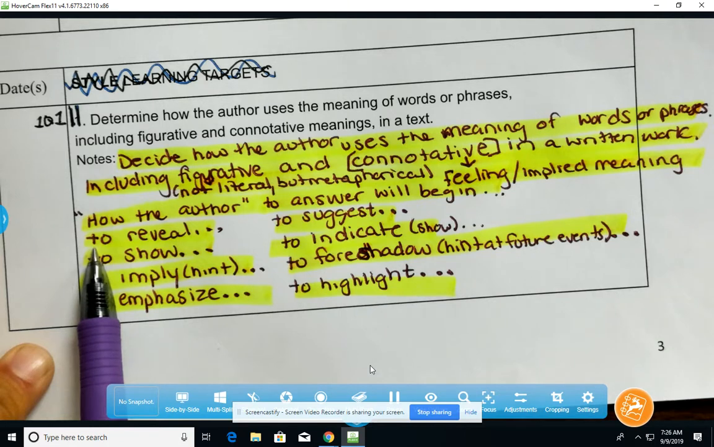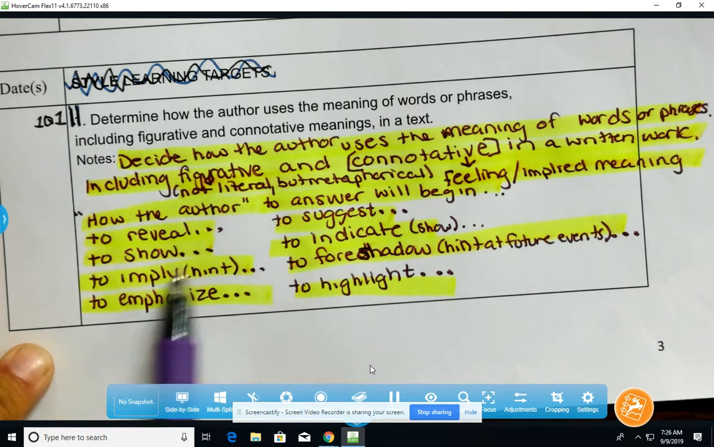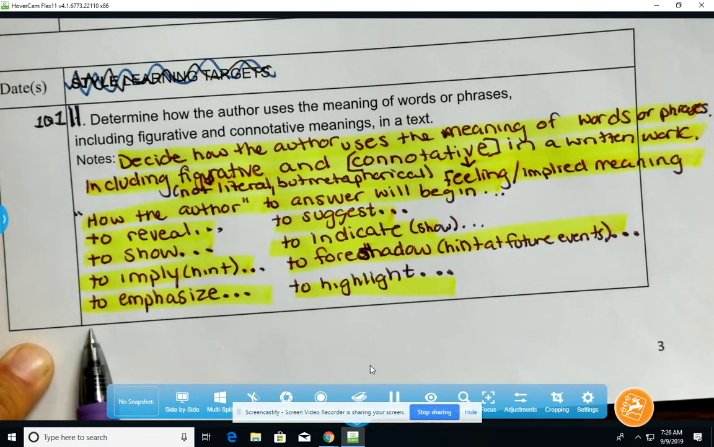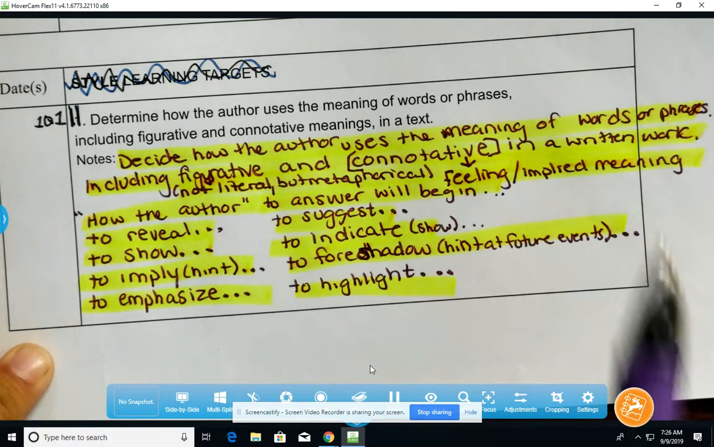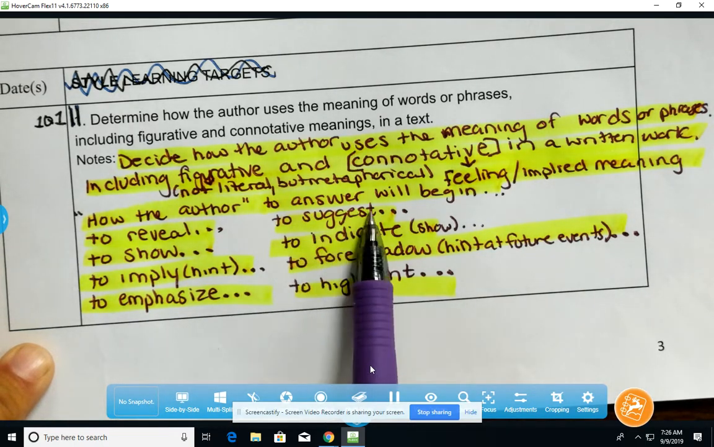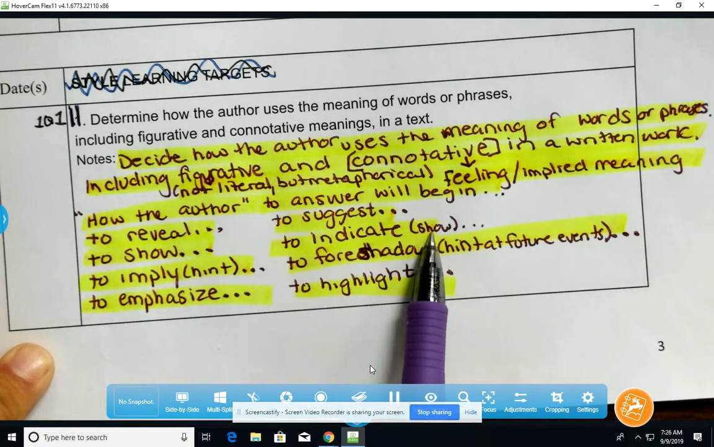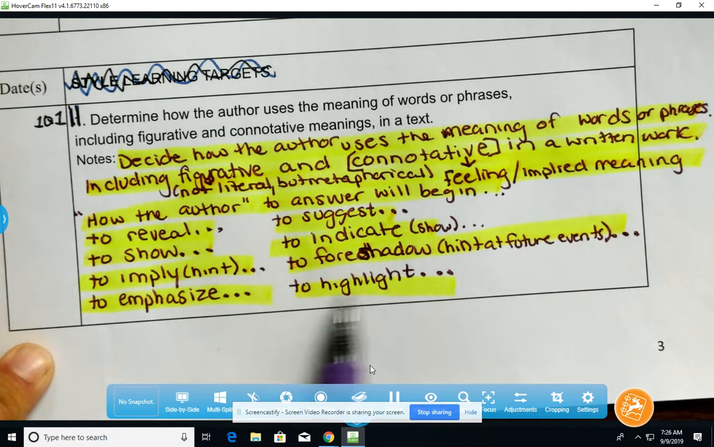So you want to say that the author is trying to reveal something, to show something, to hint or imply at something, to emphasize, in other words, draw attention to something, to suggest, to indicate, that's just a fancy word for show, to highlight, in other words, to point a light on, to point out, same as emphasize.